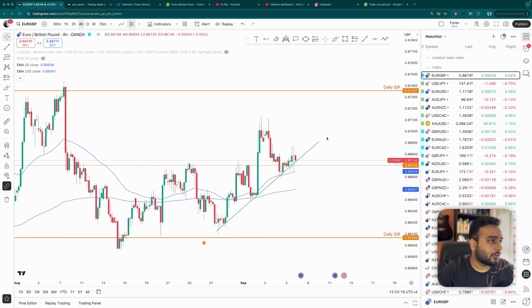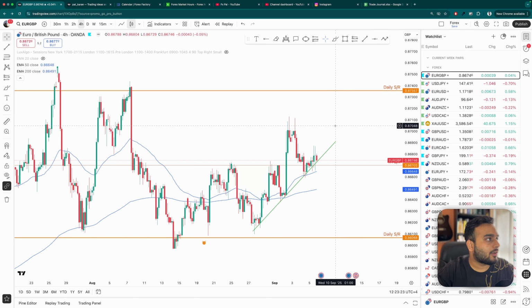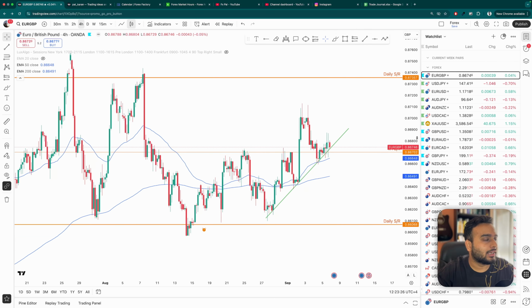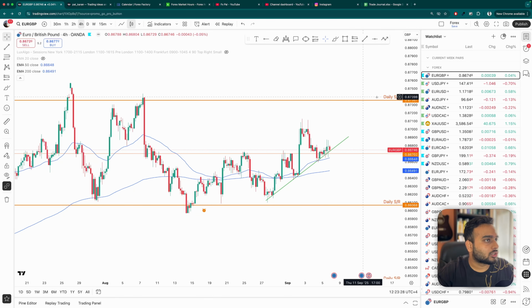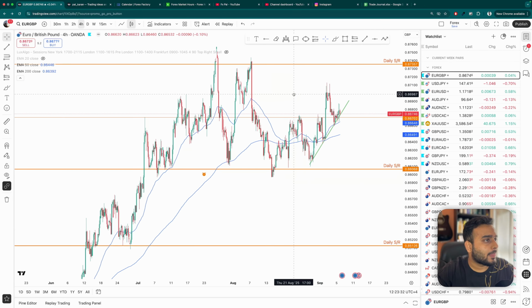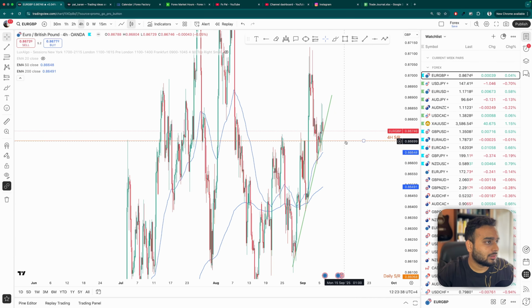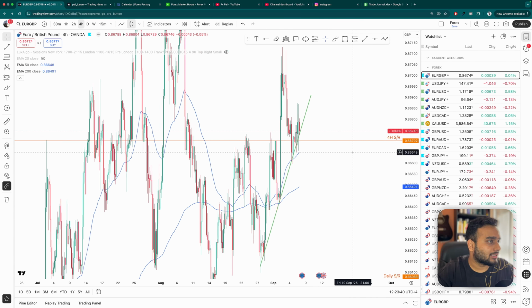So the first pair for today is Euro GBP. I have already marked some key level areas. The first one is a daily resistance, and then we have a daily support. We also have a 4-hour time frame key level area. This will act as a support right now.